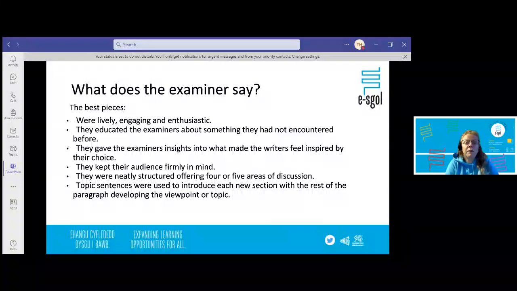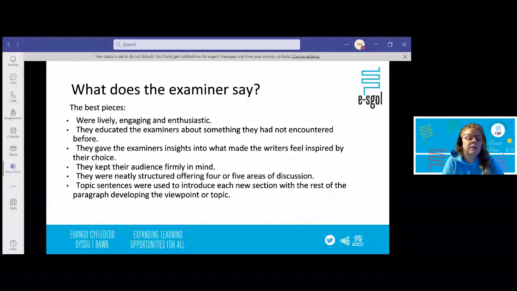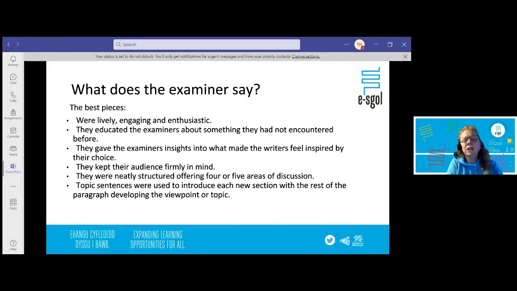Okay, so the examiner said that the best pieces that they read when they read the writing section were really lively, they were engaging, they were enthusiastic. They educated the examiners, so they didn't just take on the same old ideas, they had something original to say. And the best pieces gave the examiners an insight into what made the writers feel inspired. The best pieces always knew who they were writing for, so they had their audience firmly in mind, and they were nicely structured with 4 or 5 areas of discussion.